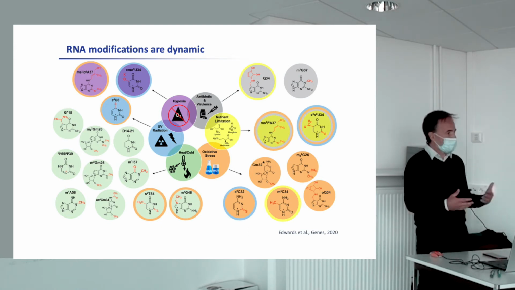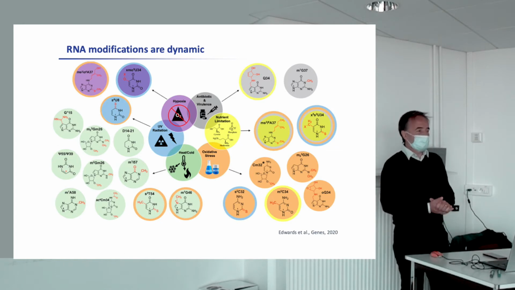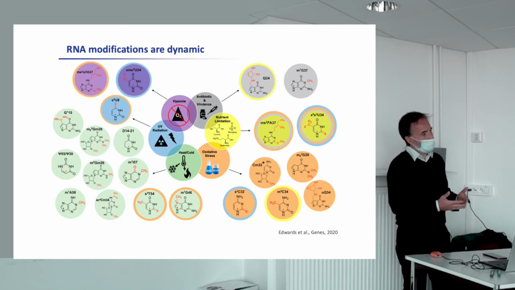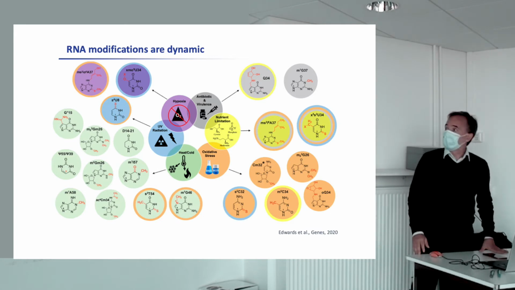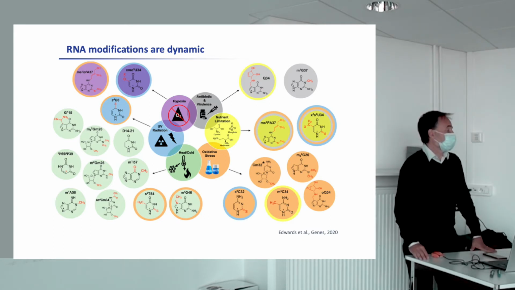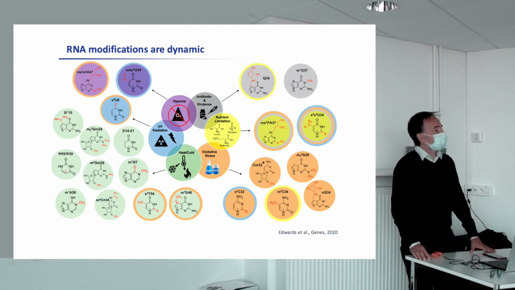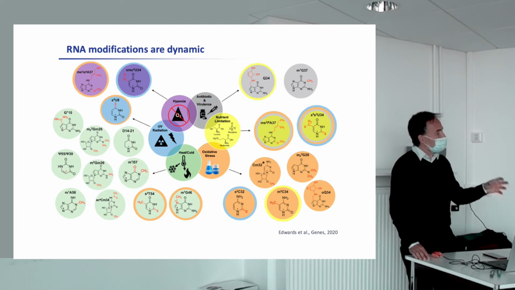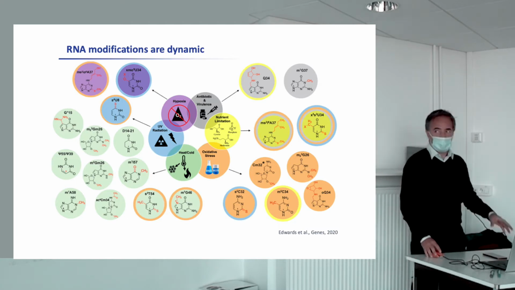So there are enzymes that can add the modification at specific positions, and those enzymes may be more or less expressed in different conditions. But we can also imagine not only the involvement of enzymes for these modifications, but that some conditions may induce some RNA modifications chemically, without the need of a protein, an enzyme, that will make the modification.